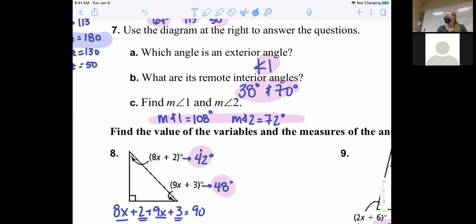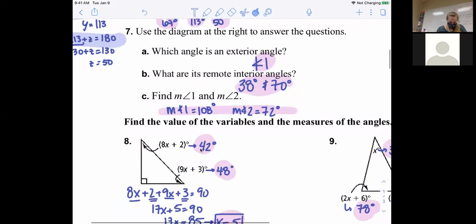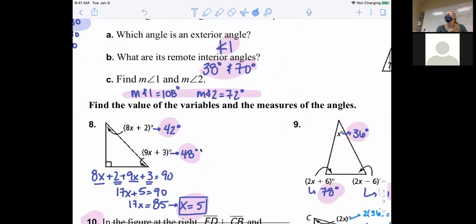Yeah? Can you go over number 8 actually? Uh-huh. So number 8 is 8x plus 2 and 9x plus 3 are my acute angles in a right triangle. And so I know that together those add to be 90. You also could have added those two plus 90 equals 180. That's also okay, and you would have gotten the same answer. And so I combined my like terms, simplified, solved, and got x.